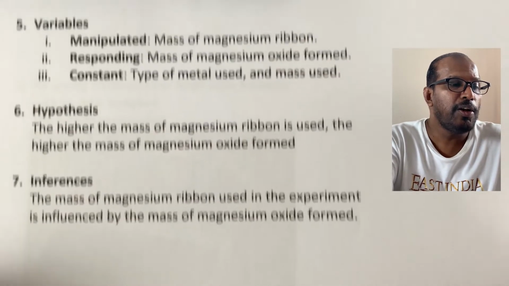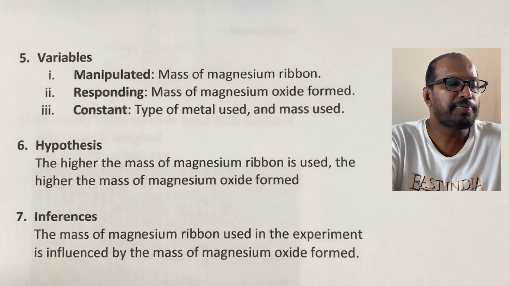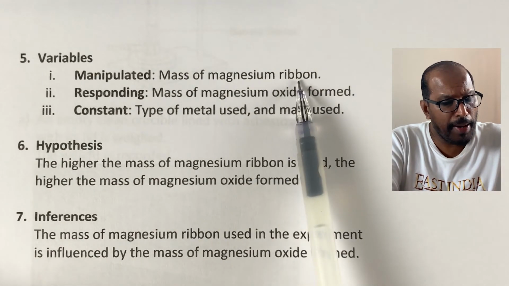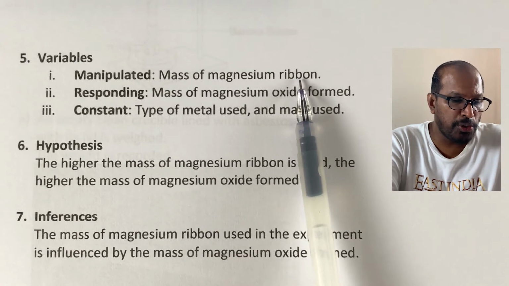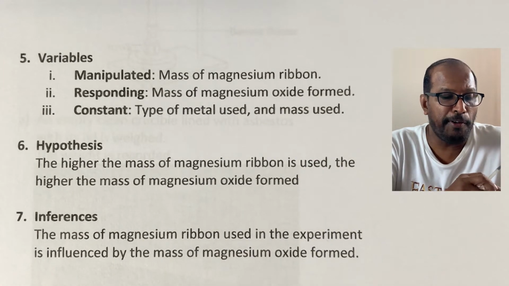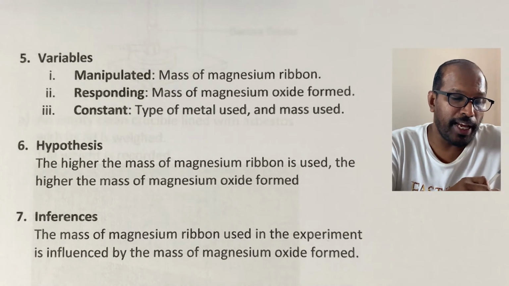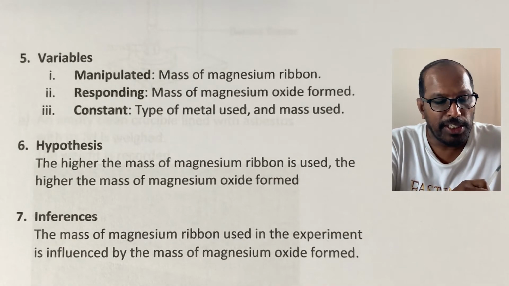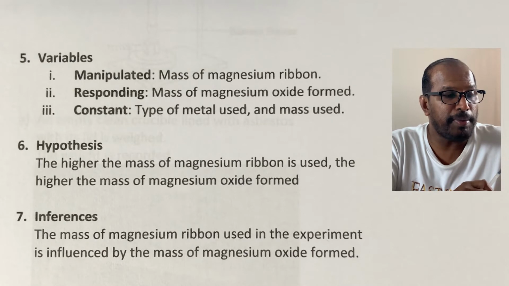Now in this question, what are the variables here? The manipulated variable is the mass of magnesium ribbon that you use, and the responding variable is the amount of magnesium oxide formed. The type of metal used and the mass that we use become the constant variables of this experiment.